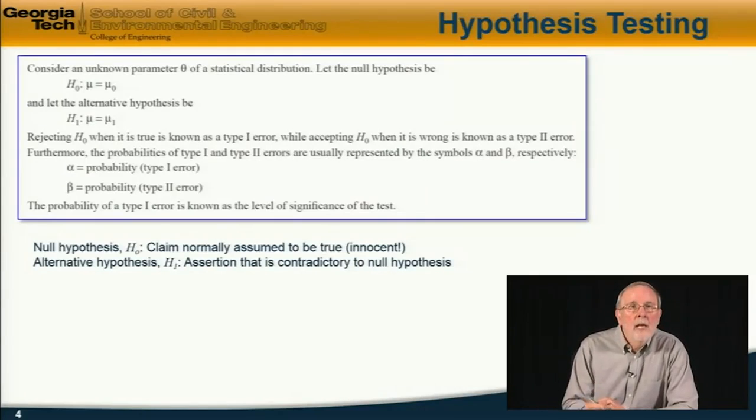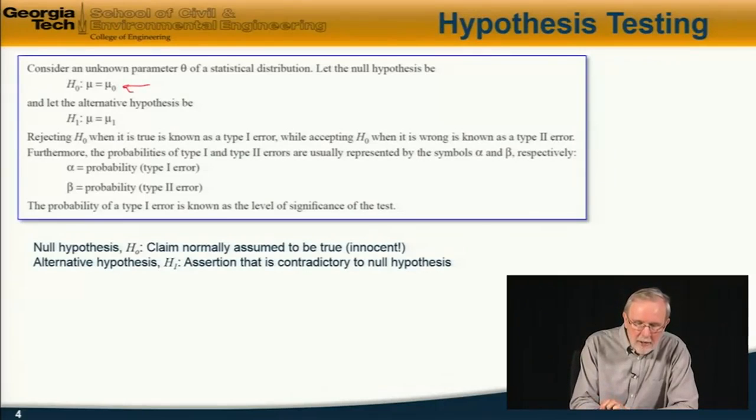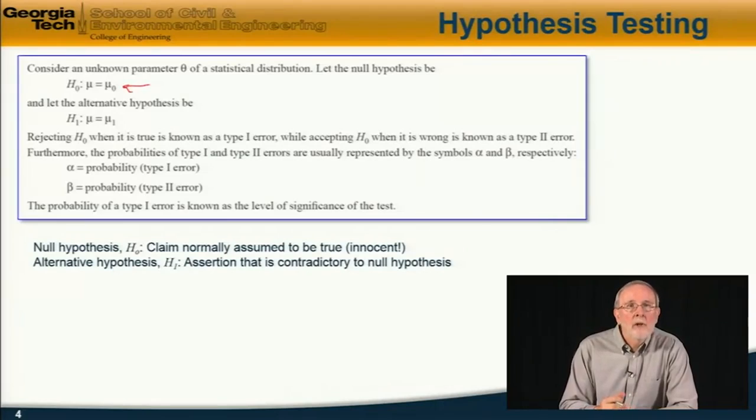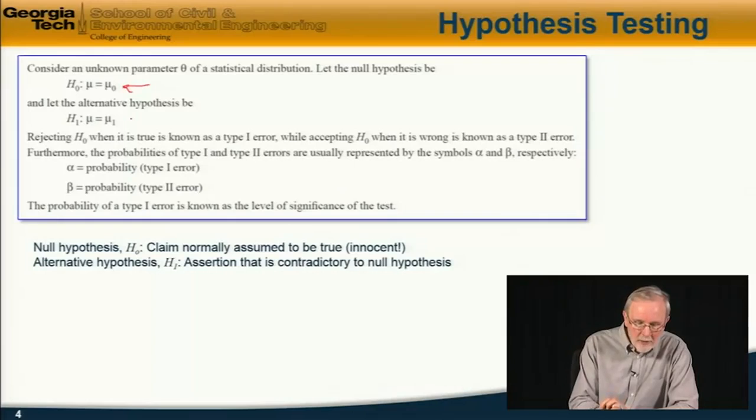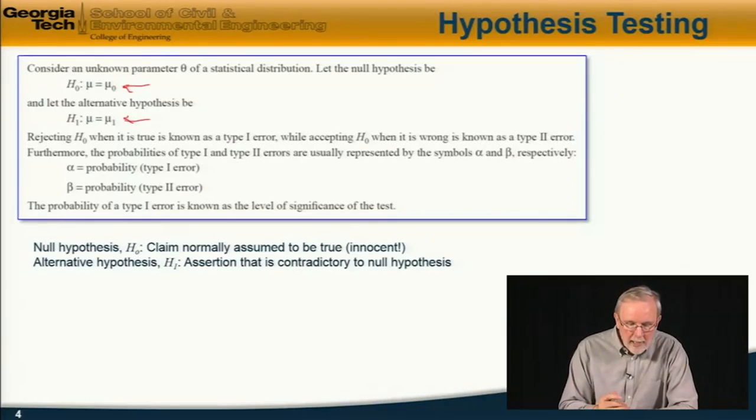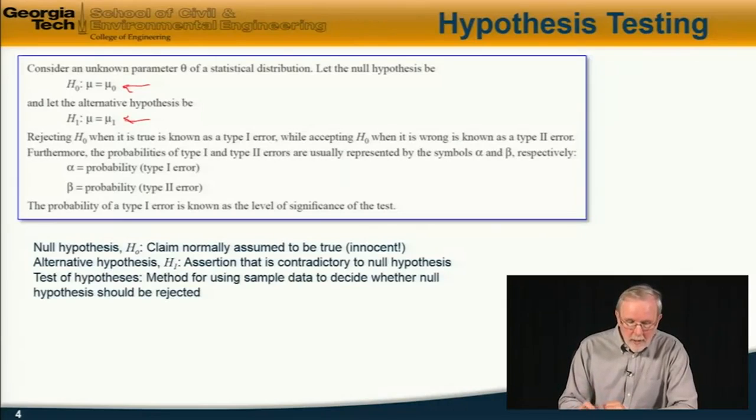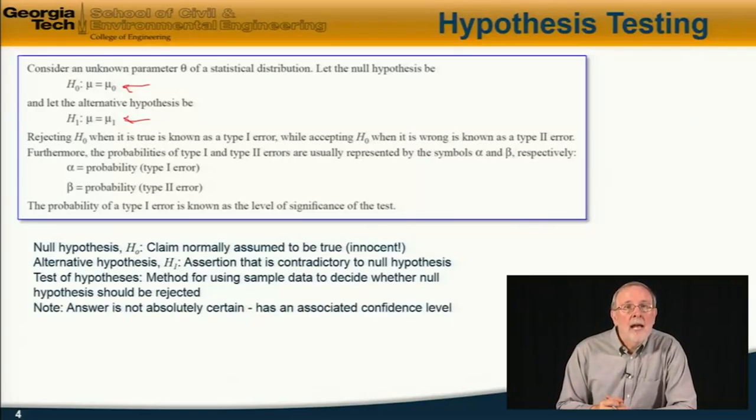So those are shown in this extract here. For example, the null hypothesis in this case is that the mean value is equal to some mean value mu0, and the alternative hypothesis, H1, is that the mean value is equal to some other value mu1. A test of a hypothesis is a method for using the sample data to decide whether the null hypothesis should be rejected or not. We note that the answer is itself not absolutely certain. It has an associated confidence level with it.